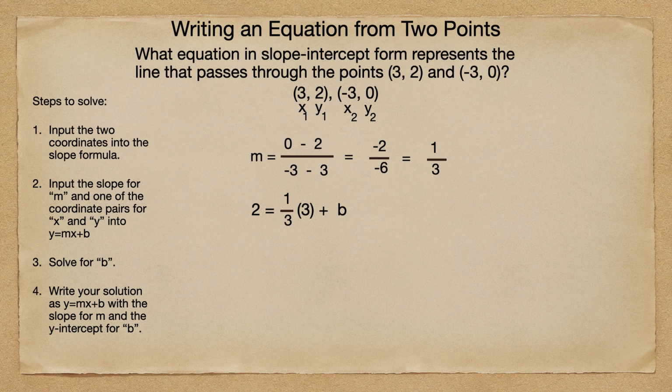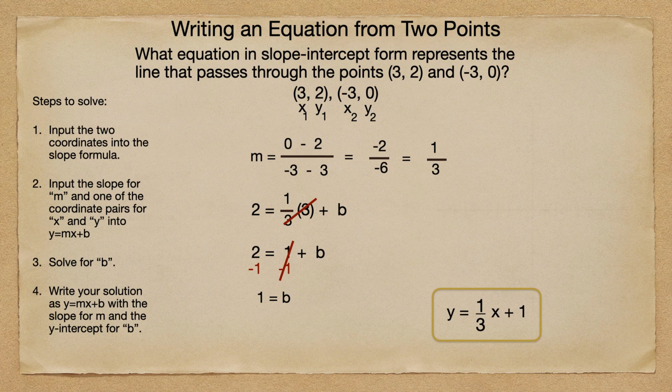We're now going to solve for b. The 3 being multiplied by 1 divided by 3 will become 1. They also simplify out. We're now left with 2 equals 1 plus b. We're going to subtract the 1 from both sides, and we're left with b equals 1. We now write our solution in the form of y equals mx plus b using 1/3 in for m and 1 in for b. Our solution is y equals 1/3 x plus 1.